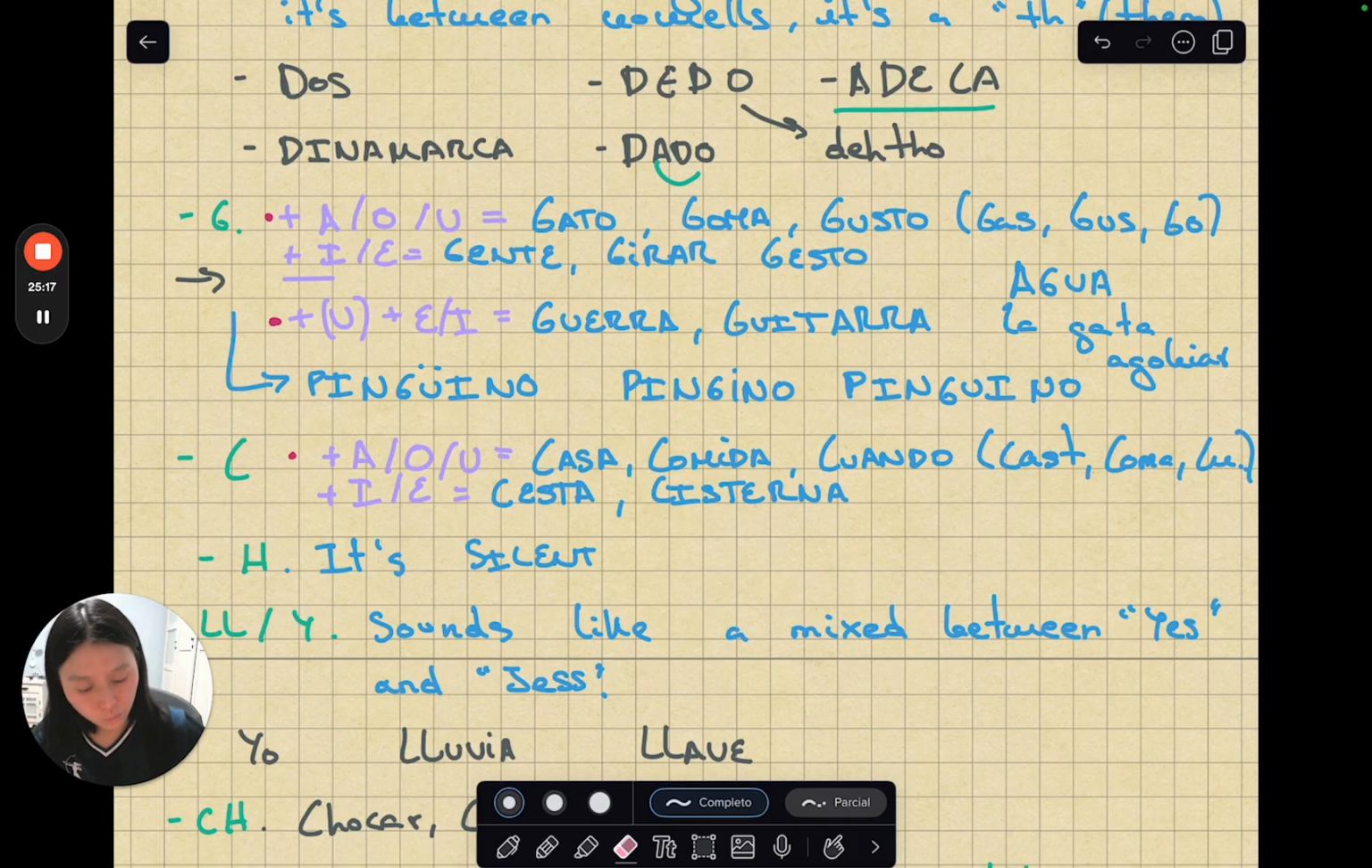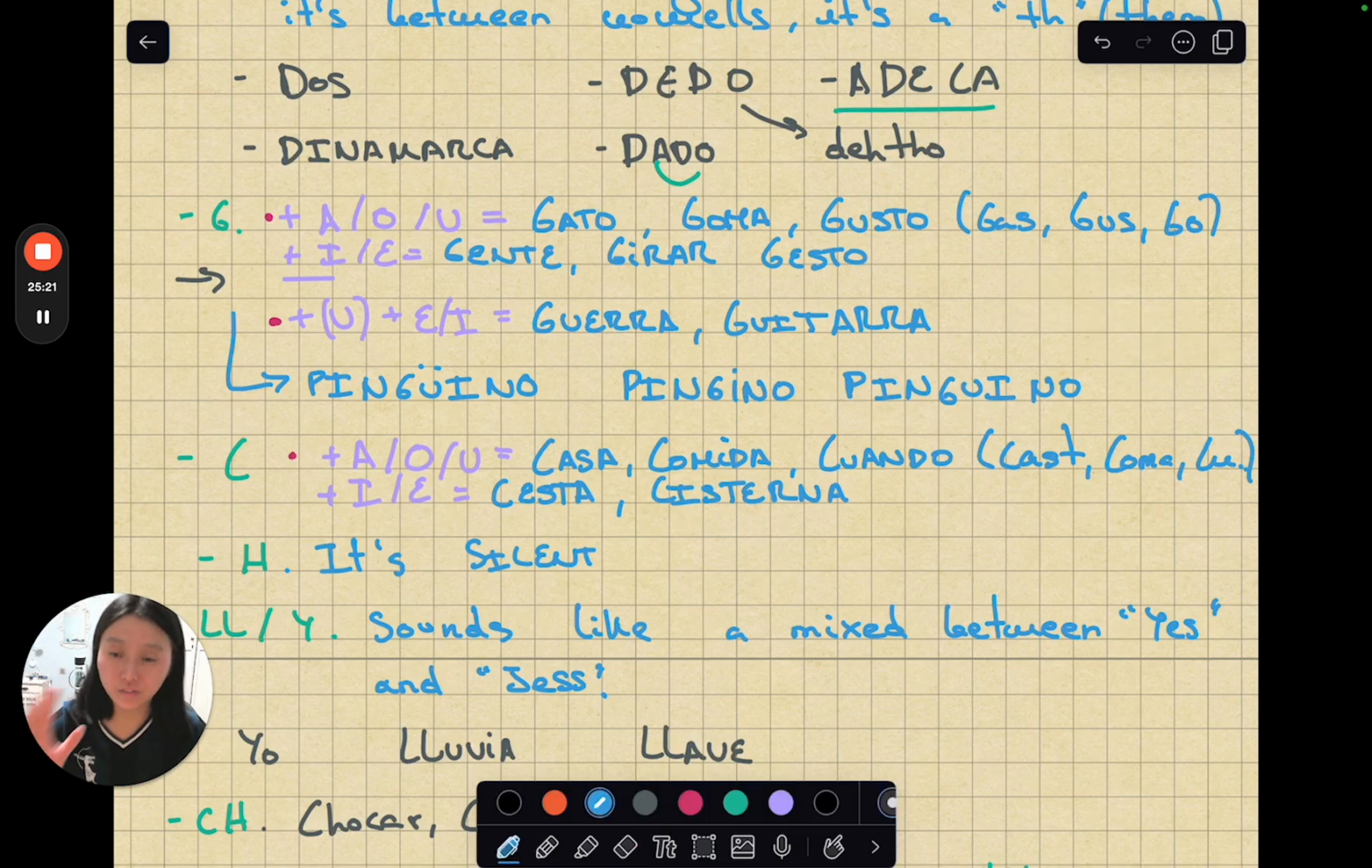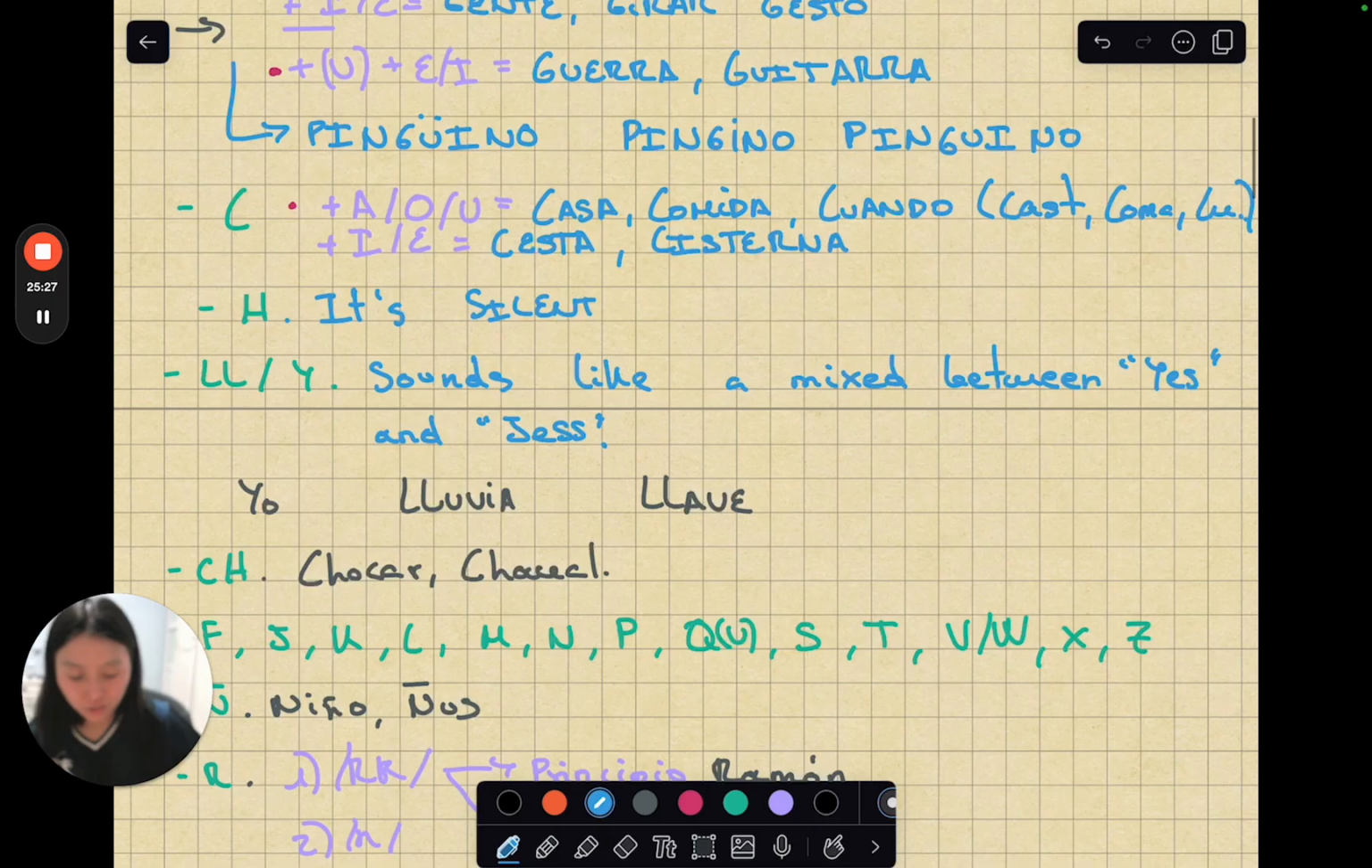So yes, now we've covered the difficult letters in Spanish, okay? Let's go with the easy ones. Well, we have the H, which is silent. This is very easy to know, but very difficult to remember when we speak in Spanish. So the word hermano, it's hermano, not hermano or anything like that. Hermano, okay?